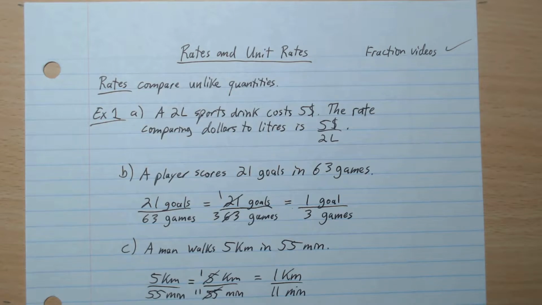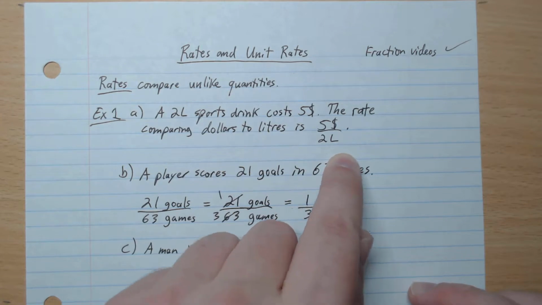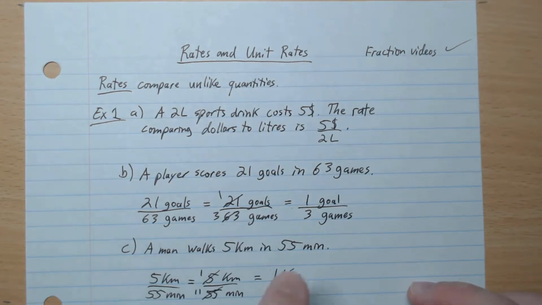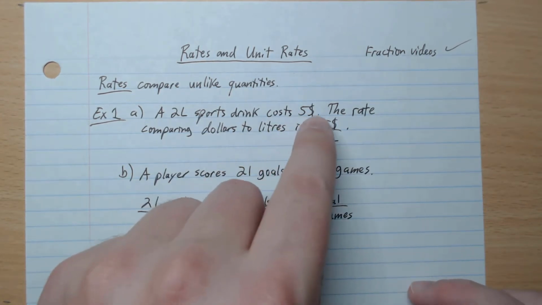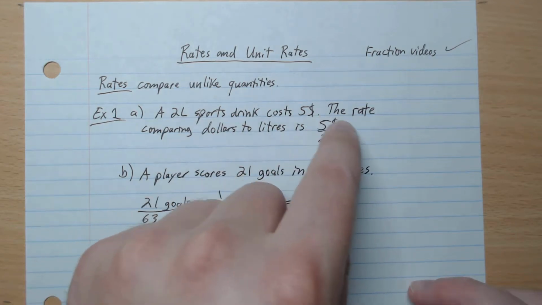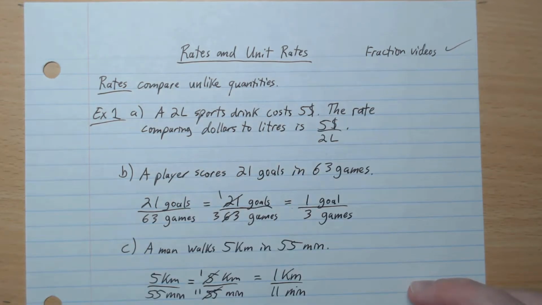So rates compare unlike quantities. For example, a 2-liter sports drink costs $5, and so the rate comparing dollars to liters is $5 over 2 liters. So for every 2 liters, you pay $5, or for every $5, you get 2 liters.